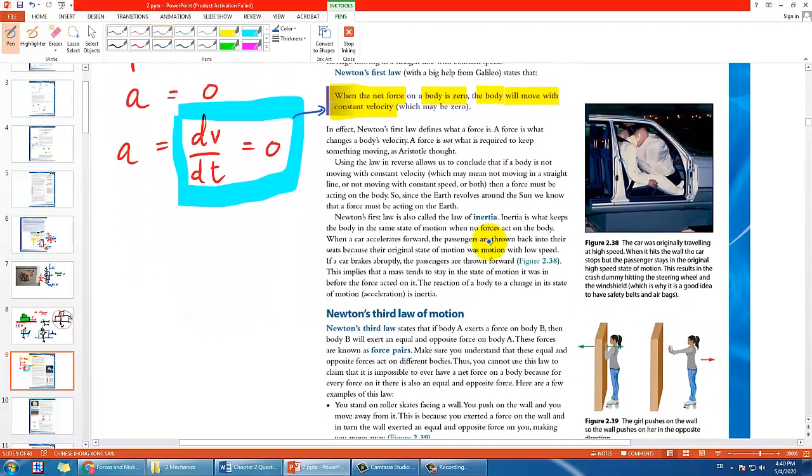The other thing that you may also recall is Newton's first law is also called Newton's law of inertia, and inertia is something related to mass. So things that have a greater mass will have greater inertia, and inertia is something that keeps a body in the same motion when there's no force acting on it.